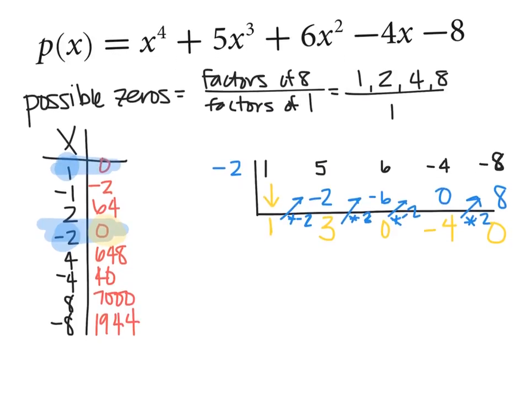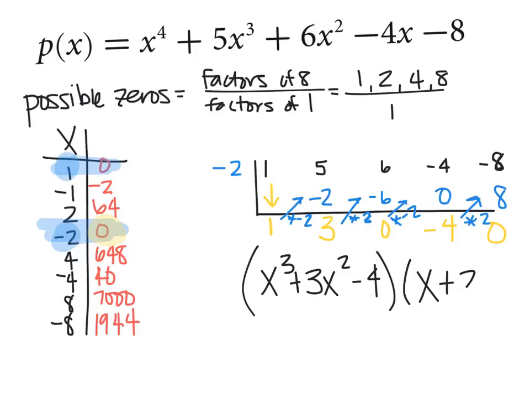Okay, don't write this. What we know now, starting from the end, is that this is my remainder. This negative 4 is my constant, and then 0 is the next coefficient. So if I wrote that out, this would be x cubed plus 3x squared plus 0x, minus 4. And if I multiplied that by x plus 2, first of all, where did I get this x plus 2 from? It's your factor, because our zero was negative 2, so my factor is x plus 2.